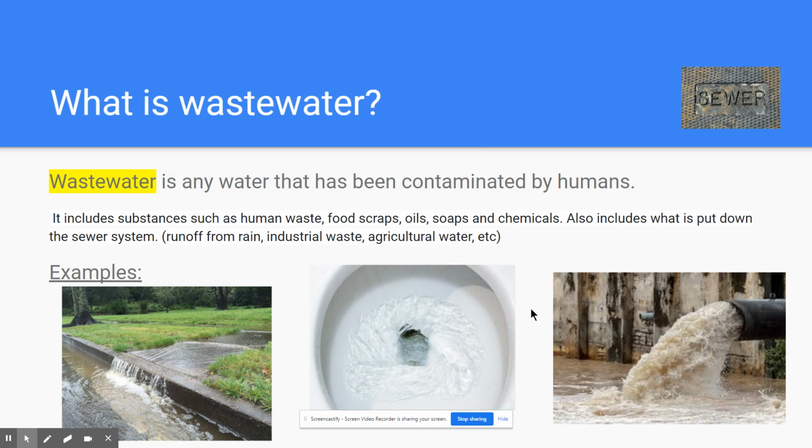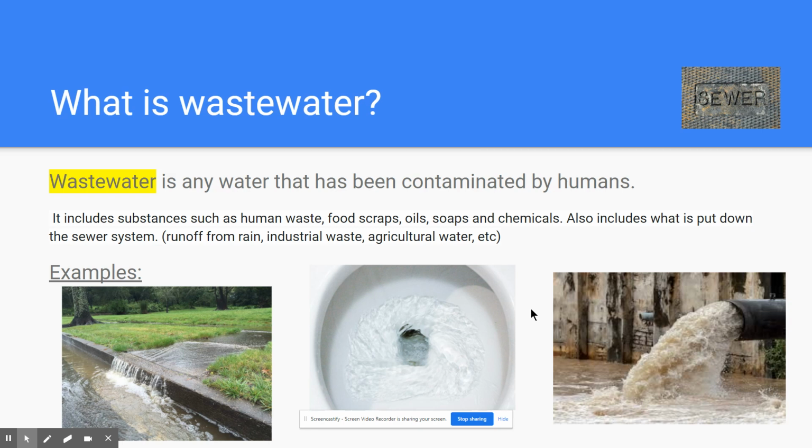Remember, there are 7.8 billion people on this planet, and we are all humans, which means we all have to eat, which also means that we all have to use the bathroom. And where does all that waste go? Well, it turns into wastewater, and you're going to learn today where it goes and how we treat it. Also, food scraps, basically anything you put down the disposal or down the sinks, oil, soaps from your shower, any sort of chemicals that you pour down the sink. This all is considered wastewater.